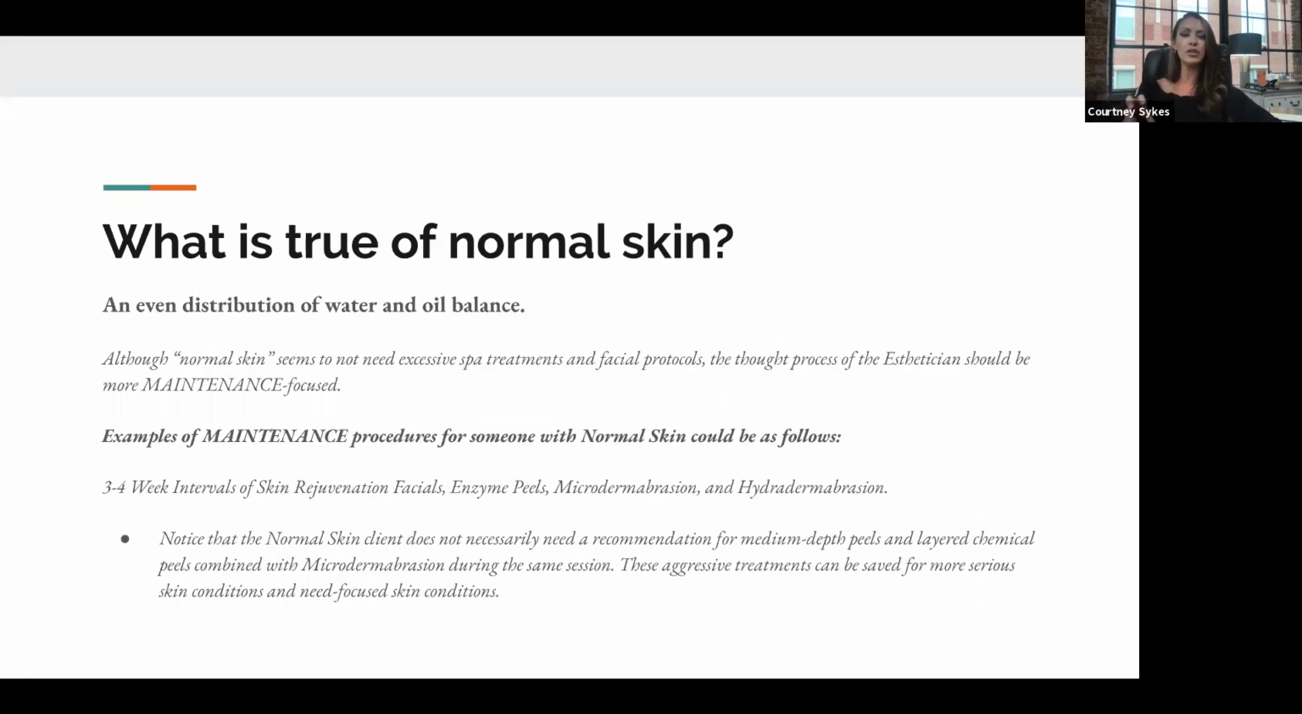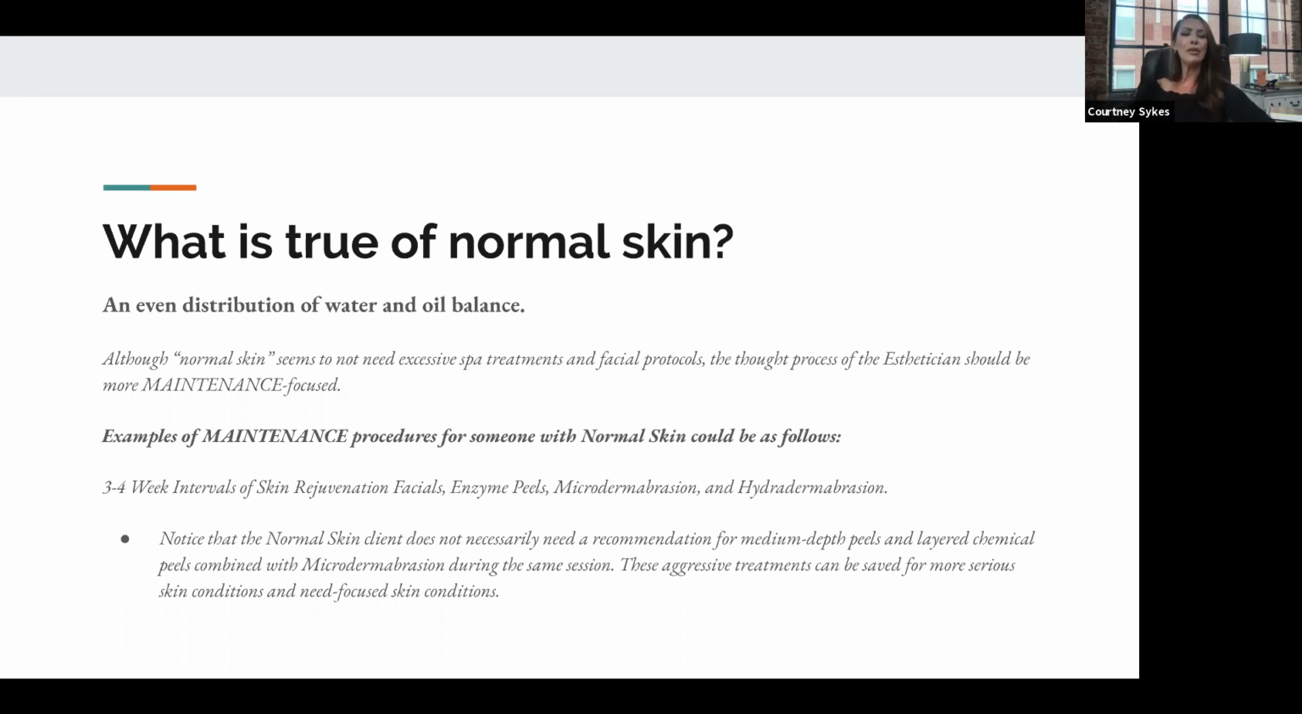And then the next question is, what is true of normal skin? It has an even distribution of water and oil balance would be your answer, but let's break that down a little bit further because, of course, I like a little bit more, right? Although normal skin, and who really has normal skin, right, seems to not need excessive spa treatments and facial protocols, the thought process of the esthetician should be more maintenance focused. I could not agree with this more. And, of course, I typed it, so, of course, I wrote this.